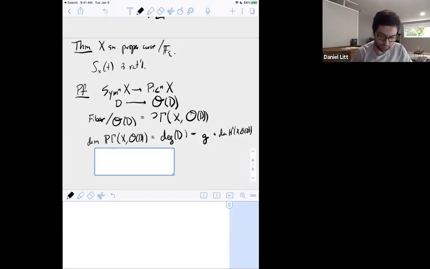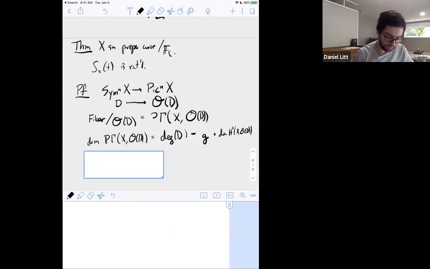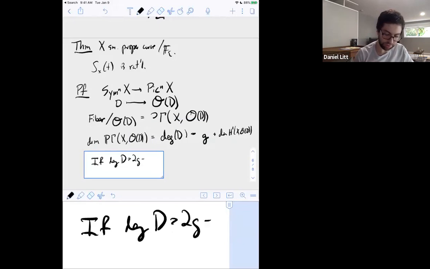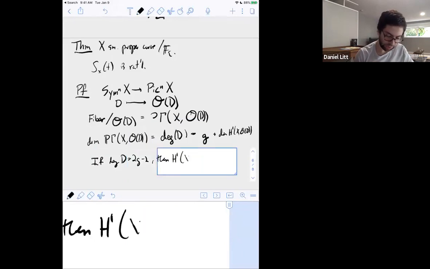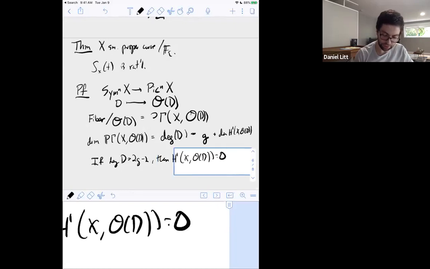Great. So okay, we're going to need one more fact. I claim that if D is big, if the degree of D is big, in fact bigger than 2g minus 2 is enough, then H^1 of O(D) is 0. Can anyone tell me why that's true?